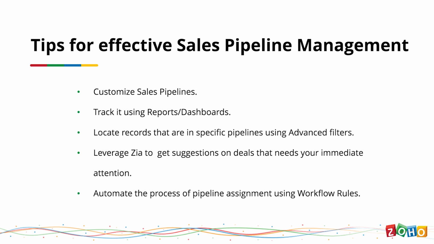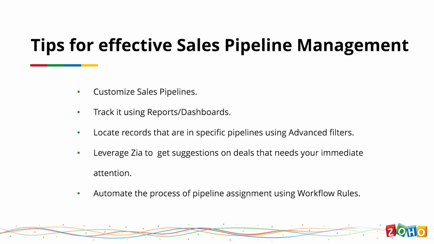Customizing sales pipelines. You can chart down various processes followed in your sales and identify the different sales pipelines required for your sales process. Include only those stages that are relevant for your process. Tracking it using reports and dashboards. Create reports and dashboards to keep track of your sales pipeline. Use advanced filters to easily zero in on leads within a specific pipeline.